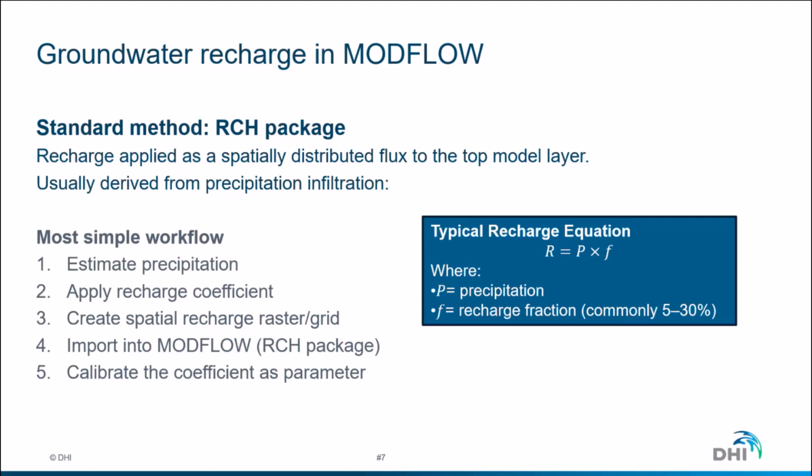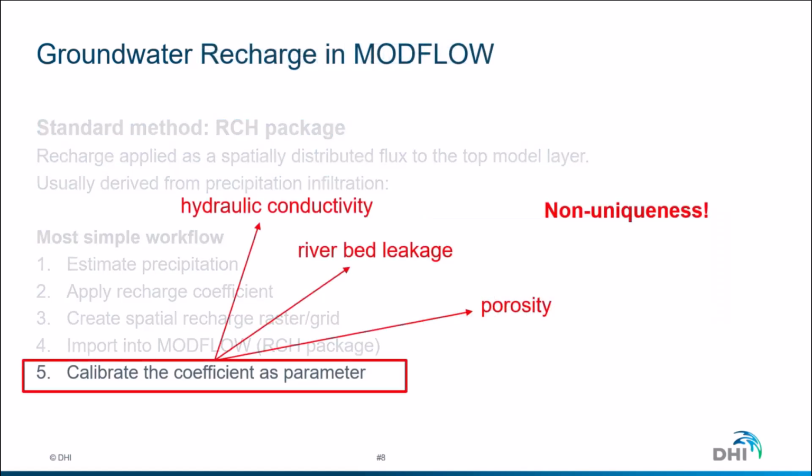Now, this is very efficient. It's not so data consuming, but it comes along with a lot of uncertainty, because if you calibrate this coefficient as a parameter, it needs to reflect all the different processes that are influencing the recharge. And this can become a quite non-unique solution, especially when you calibrate in the same process the hydraulic conductivity, or also the riverbed leakage or the porosity. So if you increase the recharge a lot, you can also increase hydraulic conductivities, and you will probably achieve nearly the same calibration target and the same groundwater heads.